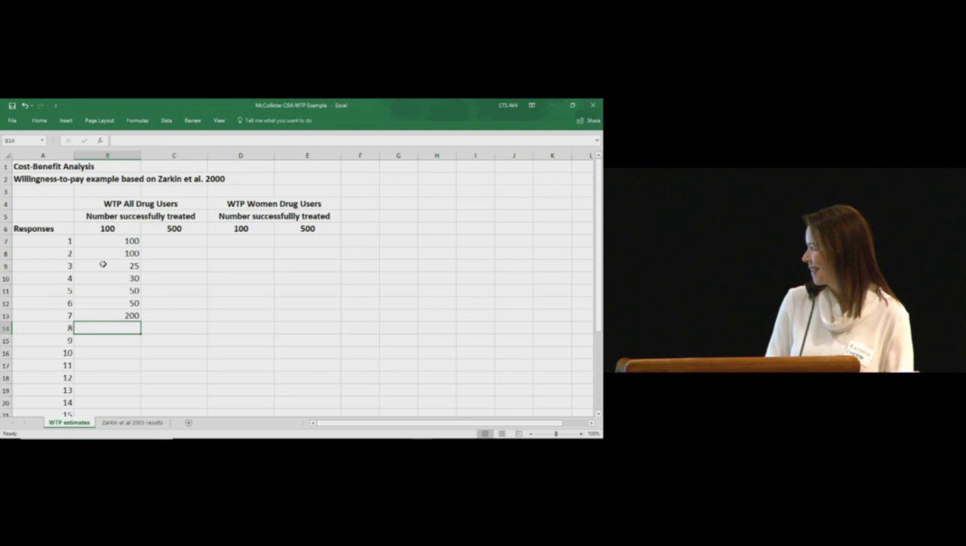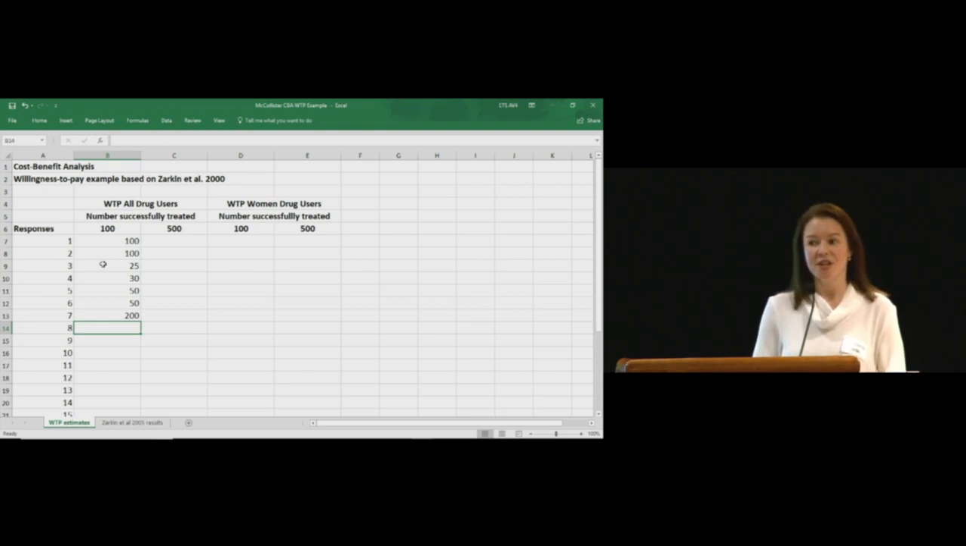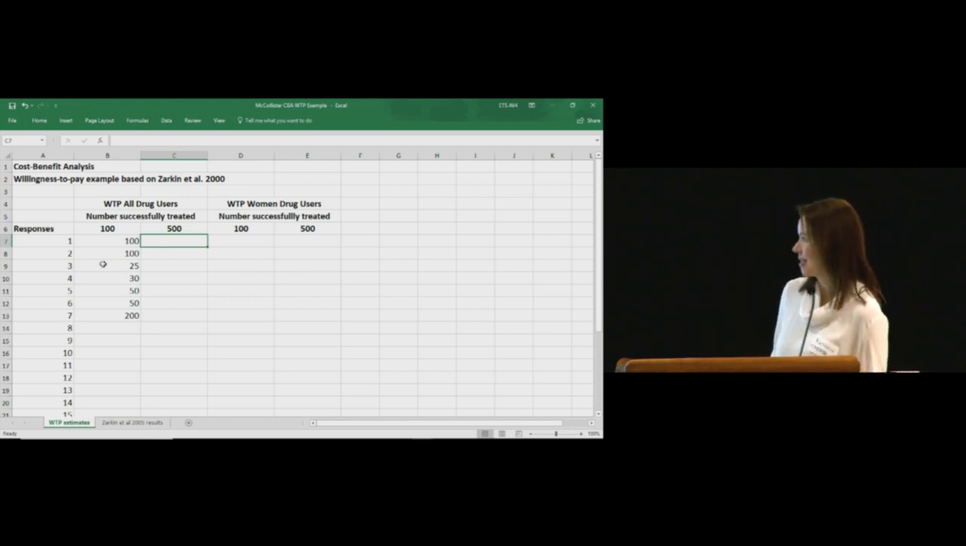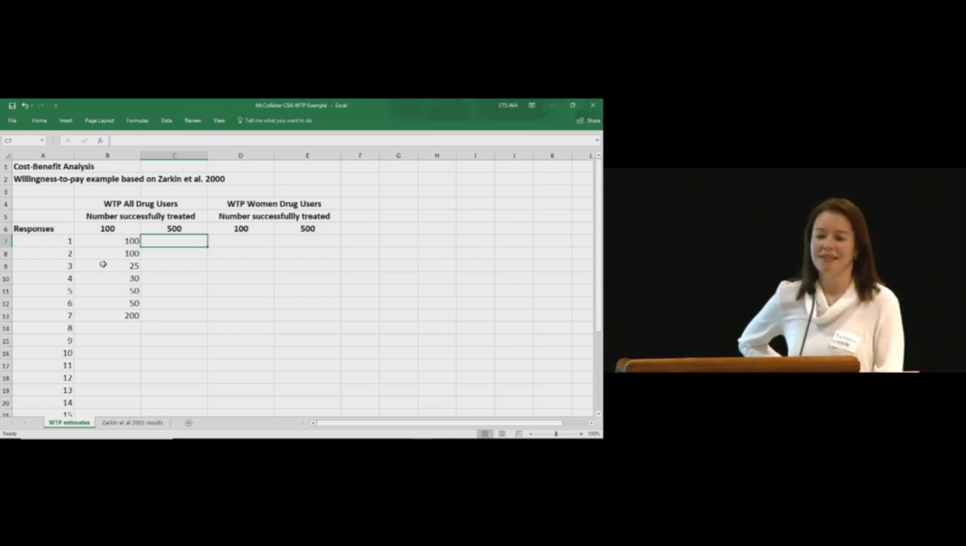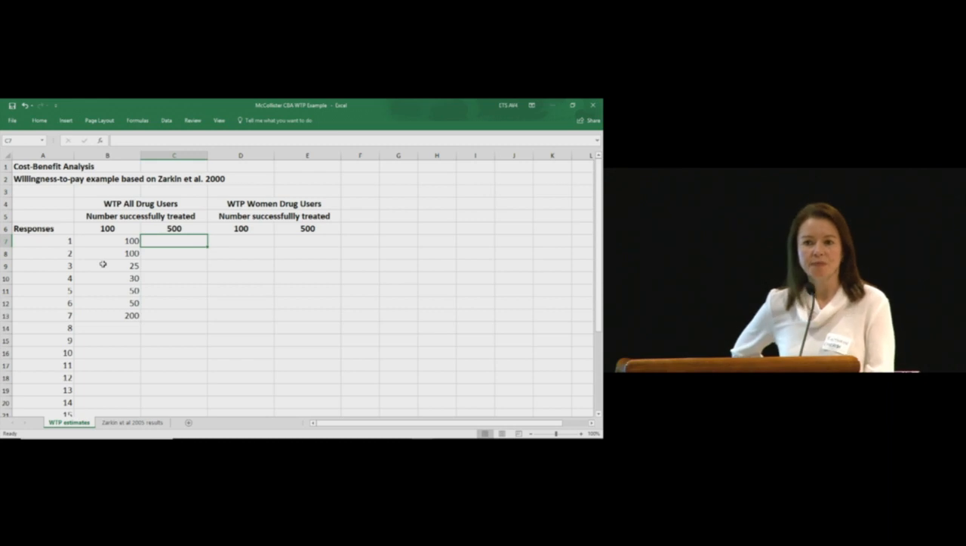Anyone else? Okay, what about 500? So now you're going to contribute to this program. It's going to expand enough that 500 people will be successfully treated per year. None of you have asked me what successfully treated means. Does that mean they relapse in 30 days or 60 days? It's kind of daunting, but they don't really specify that either. So 500.